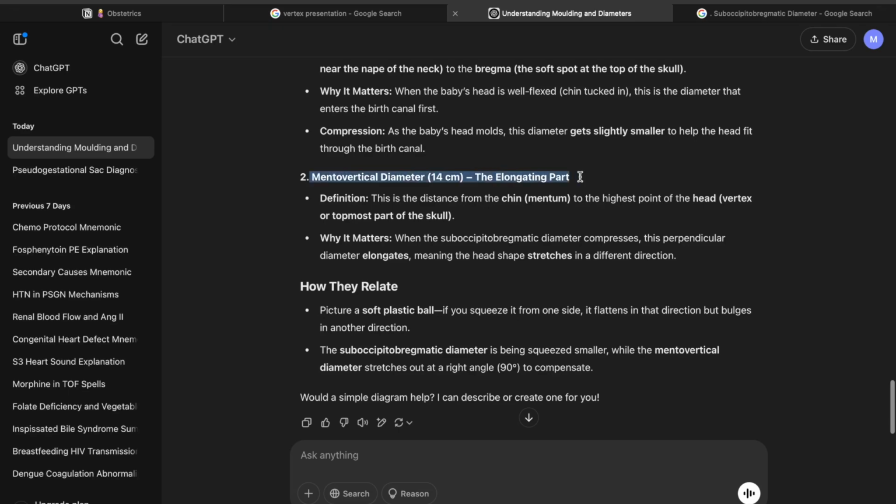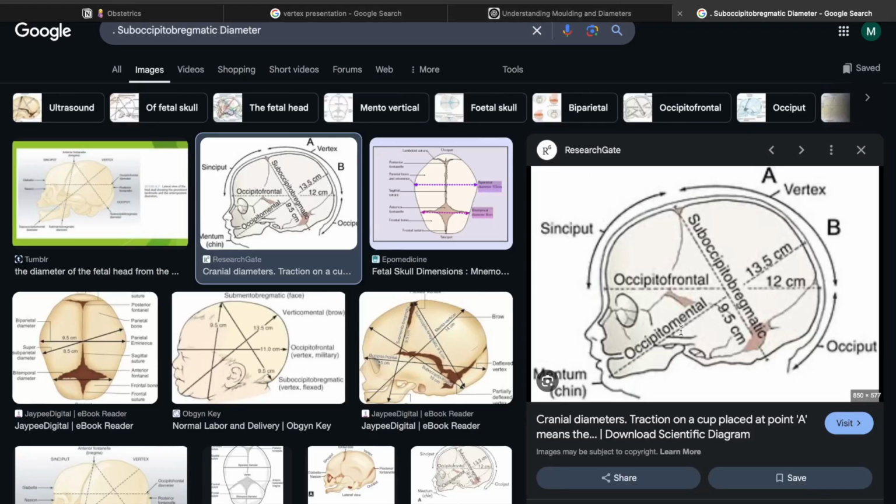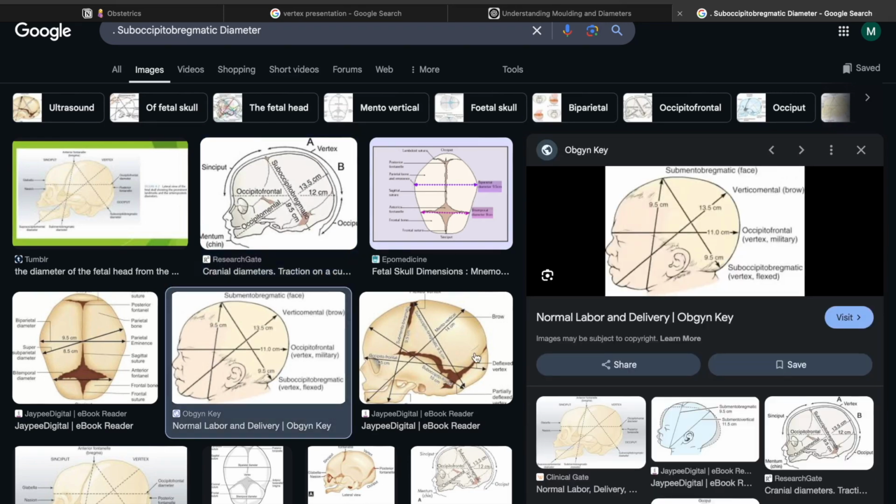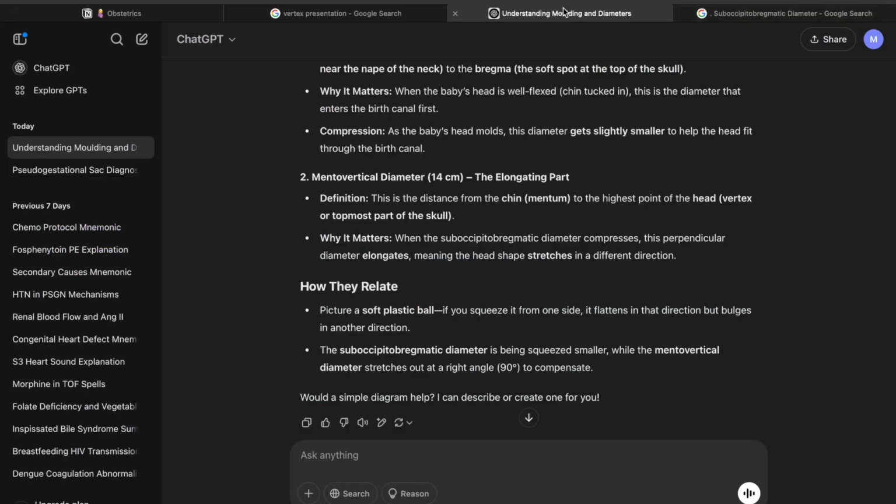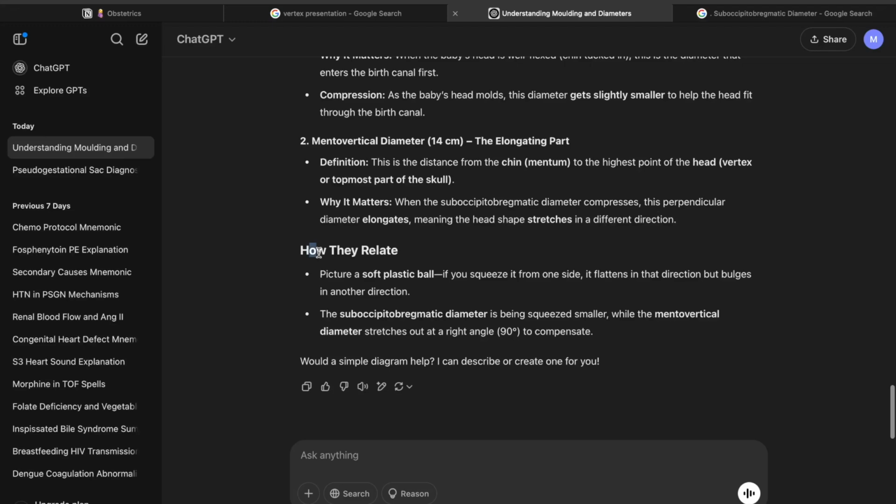So mento-vertical diameter, the elongating part. Mento-vertical, let's see, verticomental, same thing. If this thing shortens, which is suboccipito-bregmatic, something should increase. This thing increases, so that is molding. So now we have understood it very clearly. So this thing is not required. Now coming to this one.